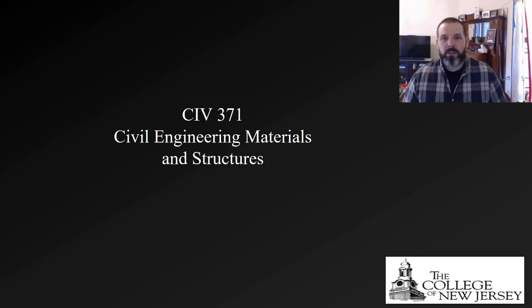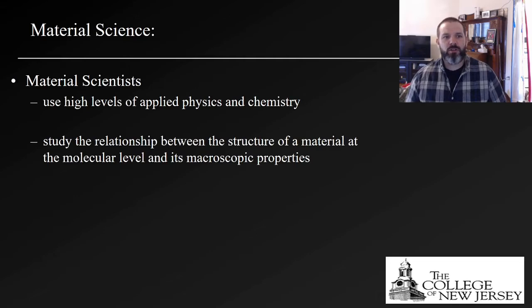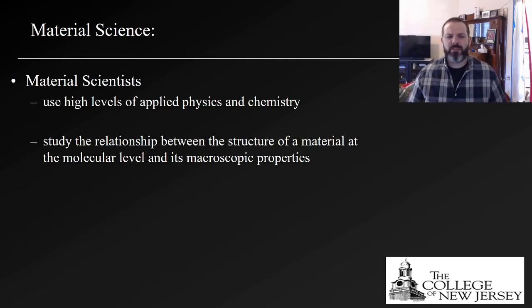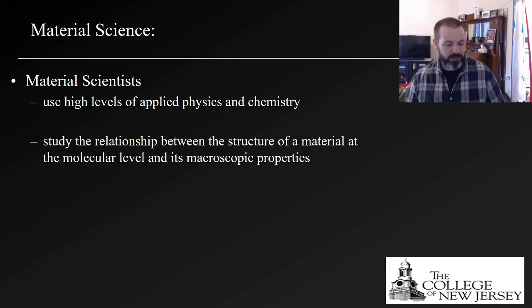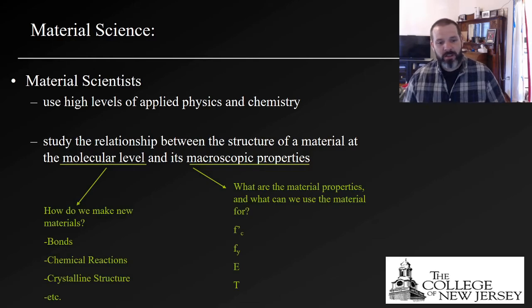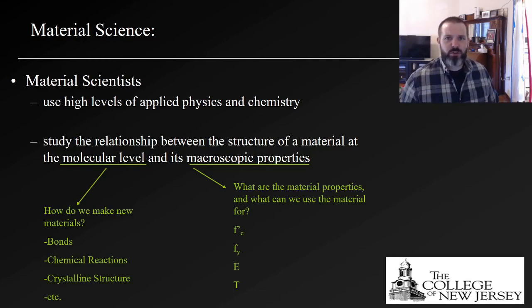Now, since we're talking about materials, let's first talk about material science. Material science uses high levels of applied physics and chemistry. It studies the relationship between the structure of a material at the molecular level and its macroscopic properties. So at the molecular level, we look at how do we make new materials? What are the bonds between the different molecules in the material? What chemical reactions occur? What crystalline structures can we form? All kinds of things like that.